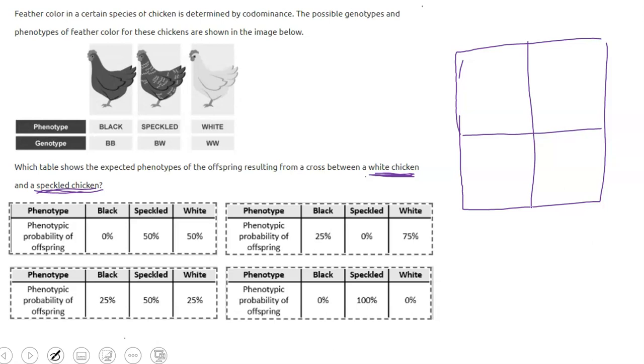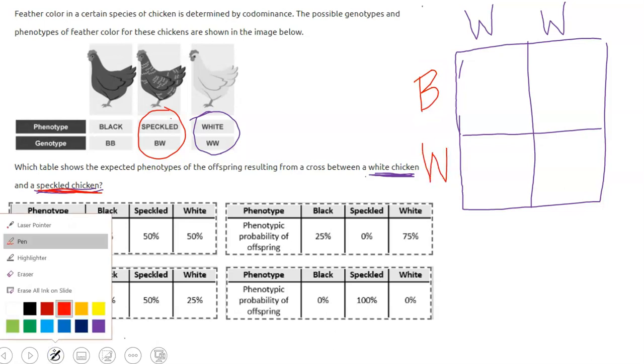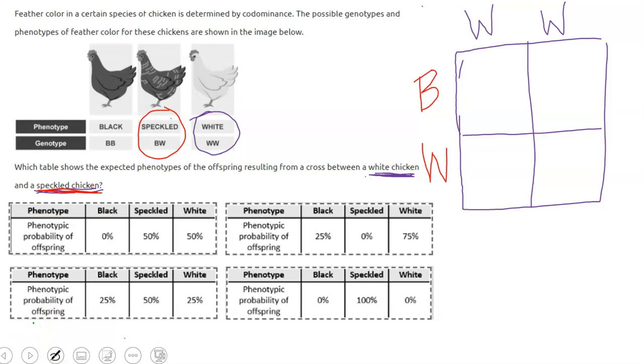If we look at our chart that it gave us, to get a white chicken, the genotype, the letters, are 2 dominant W's, so 2 big W's. So we write that first. And then when we look at our second parent, it told us that was a speckled chicken. So we look again at the information it gave us. To get a speckled chicken is going to be 1 dominant B and 1 dominant W. And now we can just fill in our Punnett square like normal.